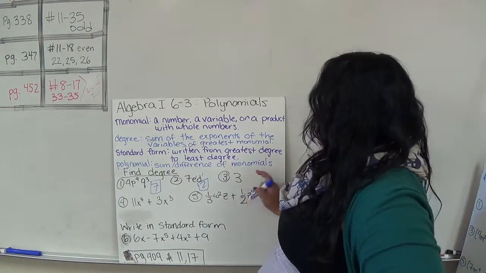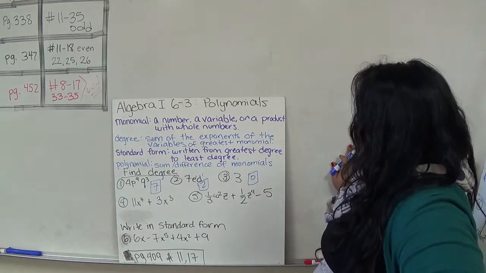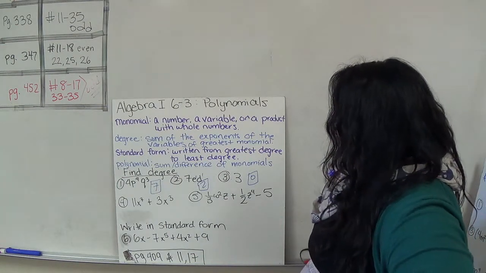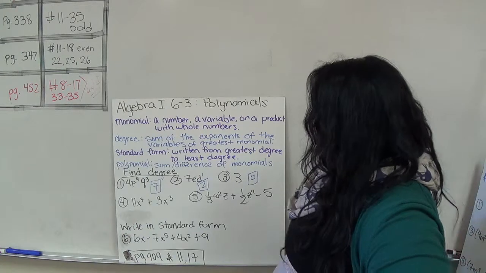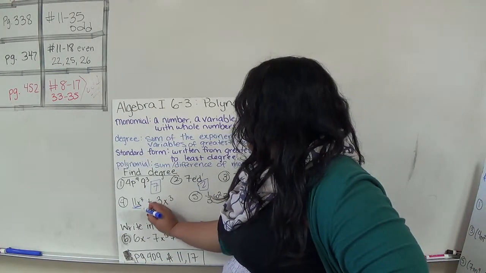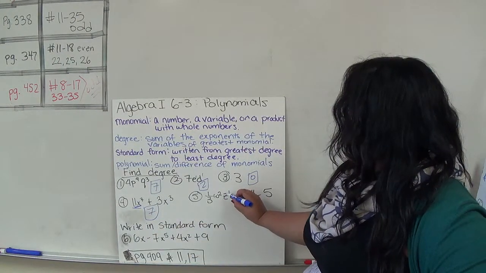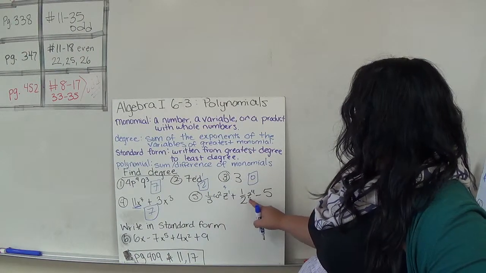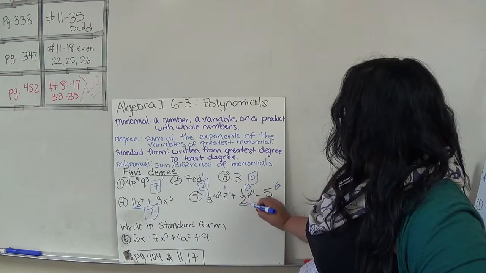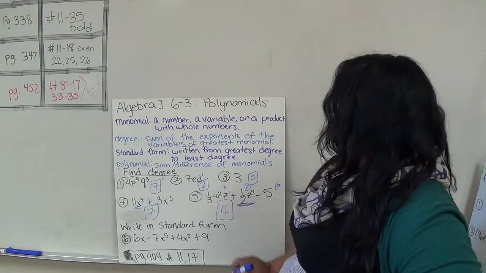And this is the degree of 0. That tells me that there's no variables whatsoever. Okay, number 4, what I'm going to do is take the one with the biggest degree, which is this, and that becomes the degree of the entire polynomial. So this is 7. This one is 2 and 1, so this is 3. This one is 4, and this one has 0. So because this has the biggest one, this is degree of 4.